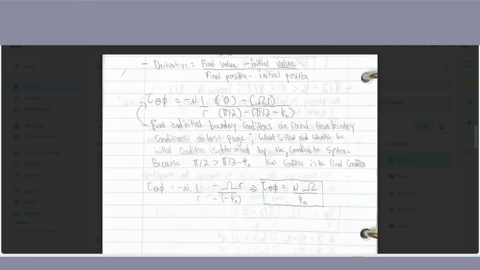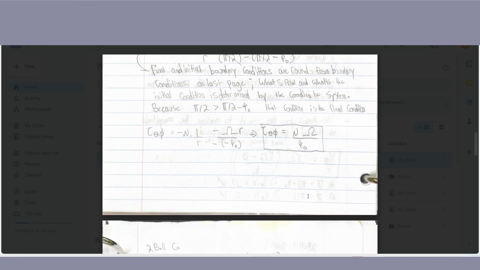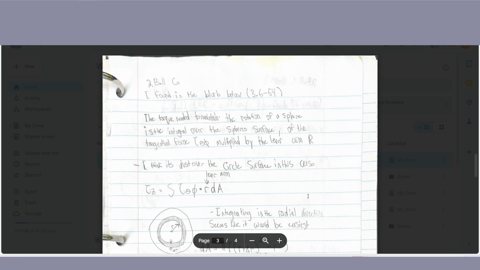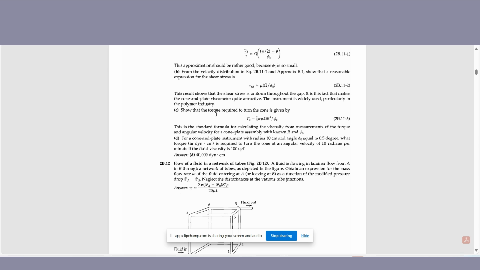And doing some algebra, we get the shear stress tau phi theta equals mu sigma divided by theta naught, and that's the answer for part B. All right, now for part C.